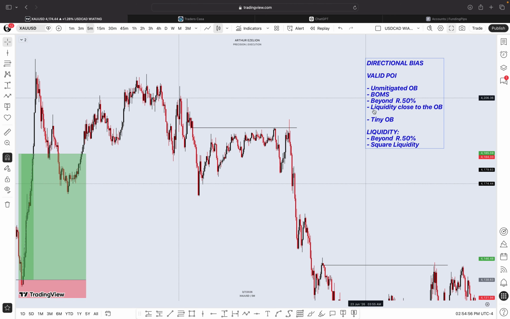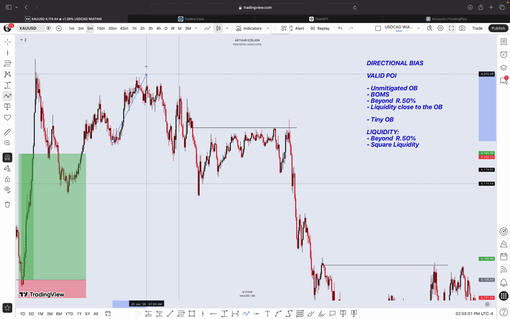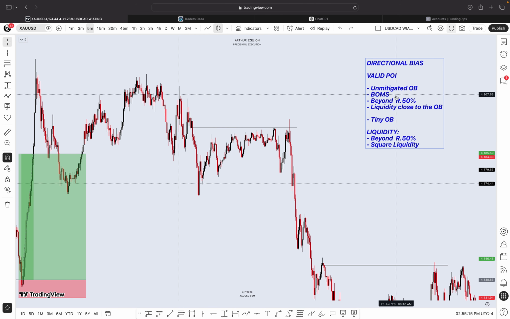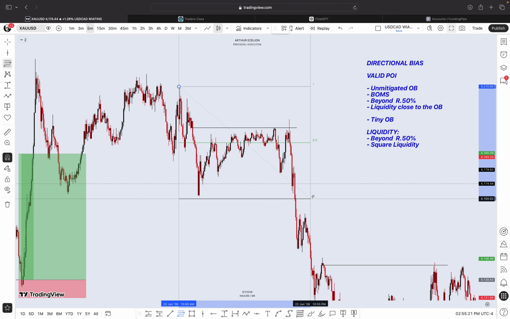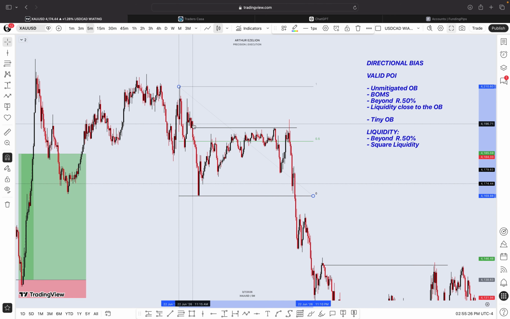So does it break the main structure? Yes, you can see this high, lower low, lower high, lower low. This is a main structure break. It did break a main structure. The next thing you ask yourself is range. Is it beyond 50%? This is a bearish setup, so we are looking for it to be above 50%, which is premium. It is obviously above 50%, this order block.